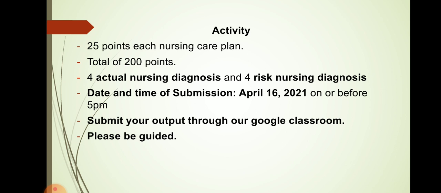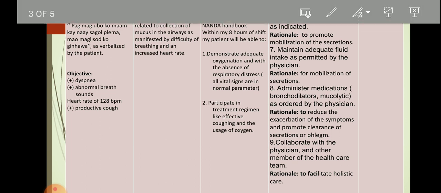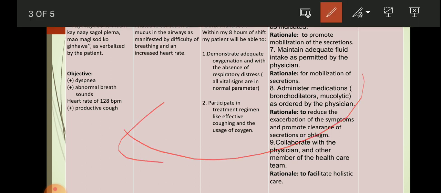There are 25 points for each nursing care plan. So a total of 200 points because I'll be giving you 4 actual nursing diagnoses and 4 risk nursing diagnoses. You'll be creating 4 actual and 4 risk. And you have to follow this format. Okay? You have to do boxes. You have to create a table. So just follow this sample.